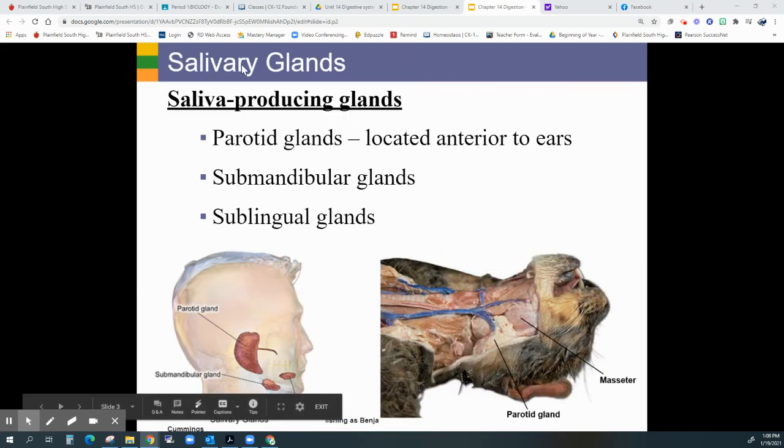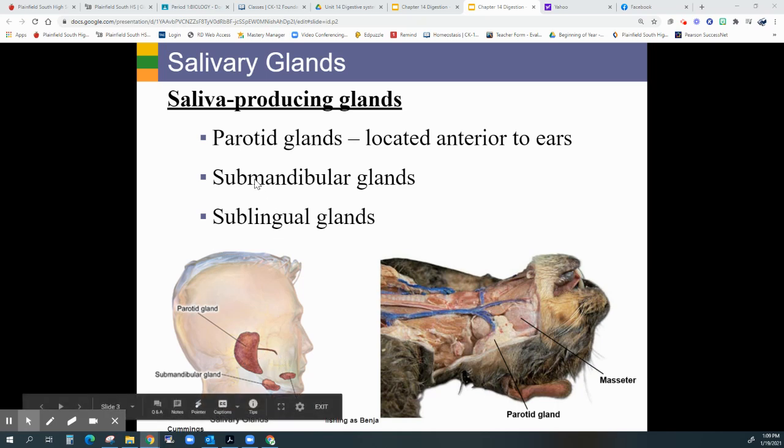The first thing we're going to look at are the basic salivary glands. They are responsible for producing the saliva in the mouth. There are a couple different sets of them. They're what are referred to as parotid glands. These are located anterior to the ear, right at the back of the mouth, at the base of the skull on either side. And they have a duct that leads directly into the oral cavity.